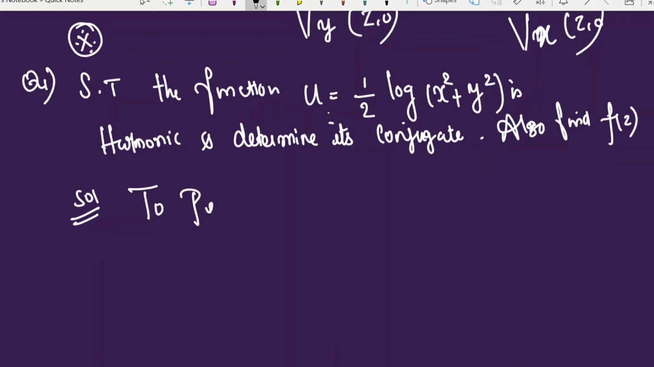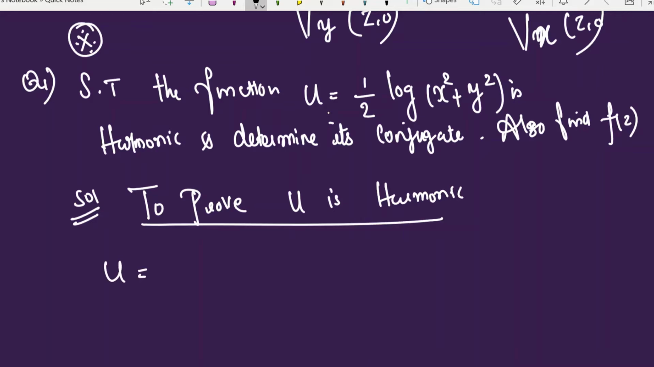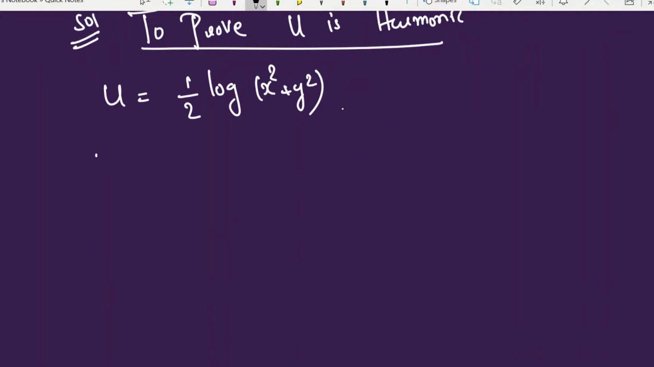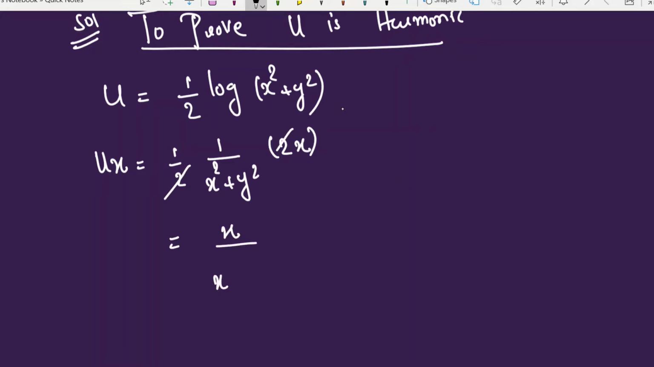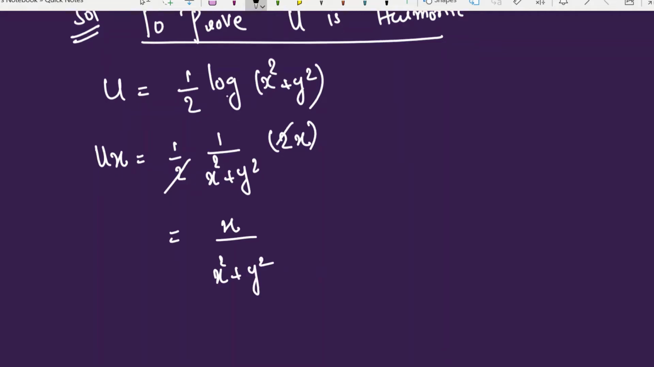So to prove u is harmonic, u equals half log of x square plus y square. First differentiate with respect to x. Half log differentiation is 1 by x square plus y square, and then x square plus y square should be differentiated by the function of a function rule. When you differentiate with respect to x, x square gives 2x, and y is constant, so it becomes 0. Now these two terms get cancelled. Ux value is x by x square plus y square.